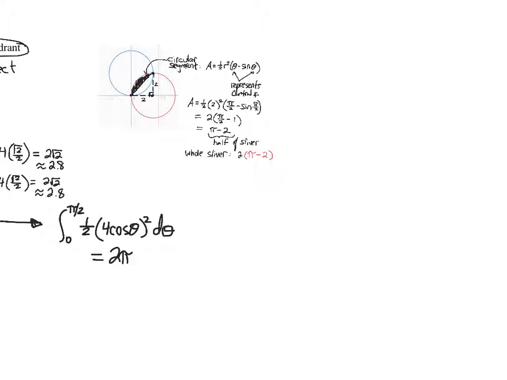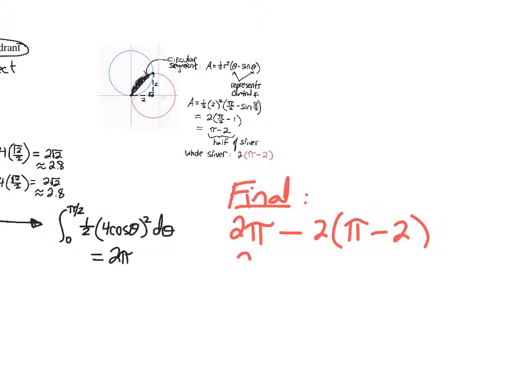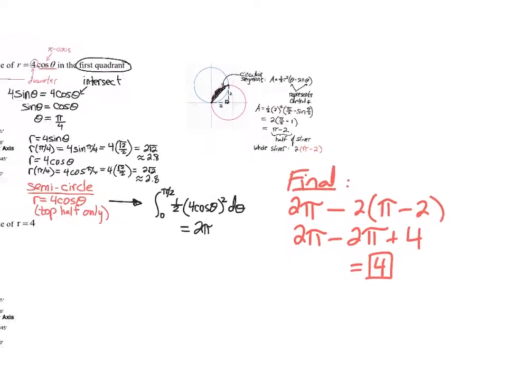So I have the upper half of the circle, the semicircle. The whole sliver is 2 pi minus 2. So my final answer is going to shape up this way. We're looking at 2 pi minus 2 times pi minus 2. But that could even clean up a little bit further. 2 pi minus 2 pi plus 4, so we get a result of 4 after all that. So 4 square units.